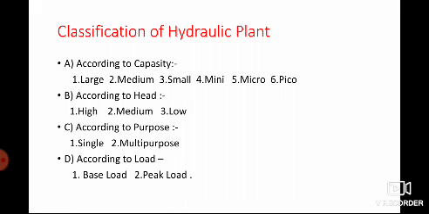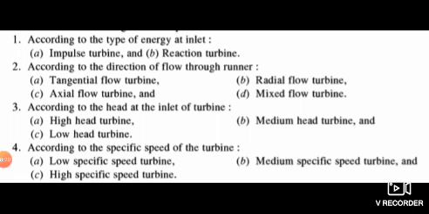Now the next classification is according to the hydraulic turbine. First is according to type of energy at inlet: impulse turbine and reaction turbine. Impulse means the pressure is converted into kinetic energy only in the nozzle. So at the entering point of the turbine, in the case of the Pelton wheel, only kinetic energy is present. That's why we call it the impulse turbine.